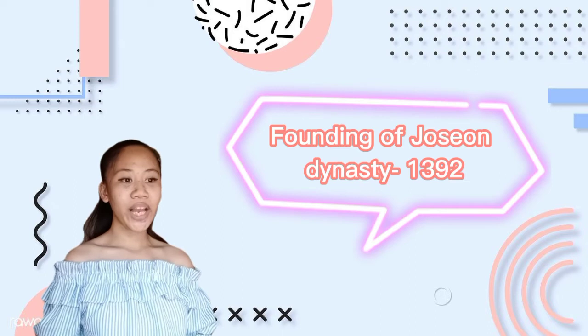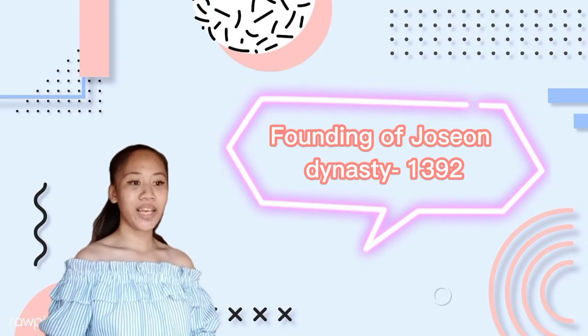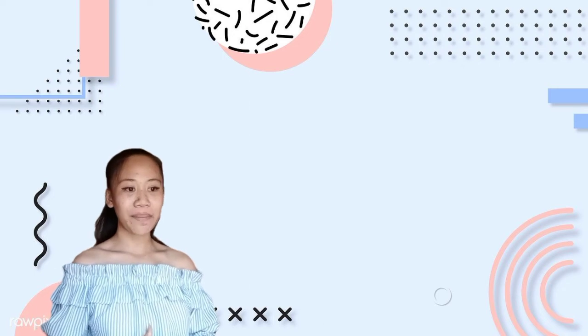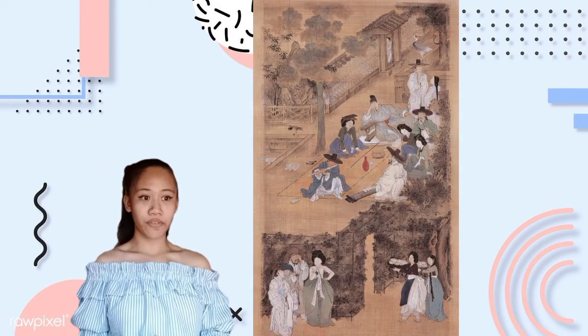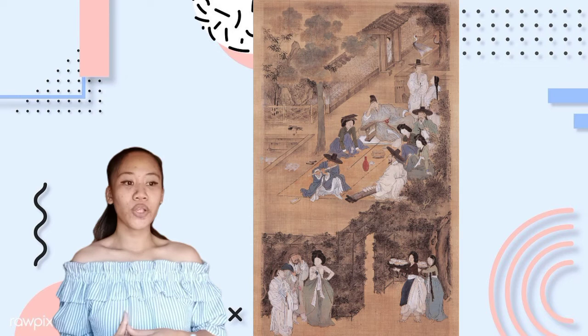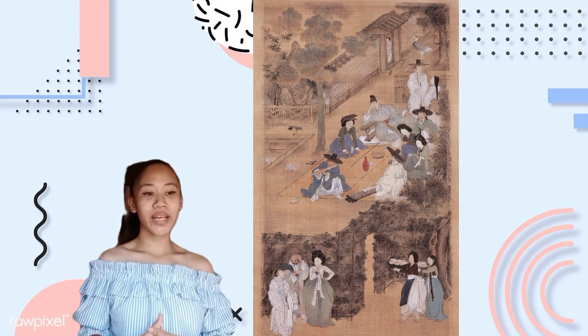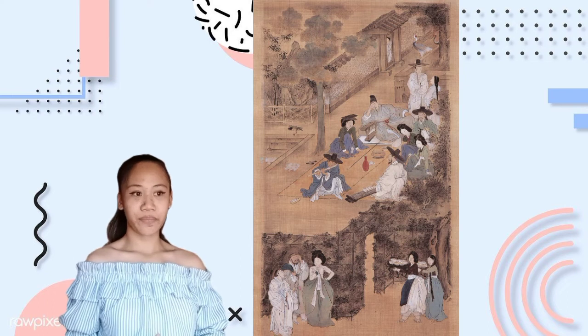The founding of the Joseon Dynasty in 1392 brought to power like-minded men steeped in doctrines of Neo-Confucianism, which had slowly percolated in Korea from China in the 14th century.